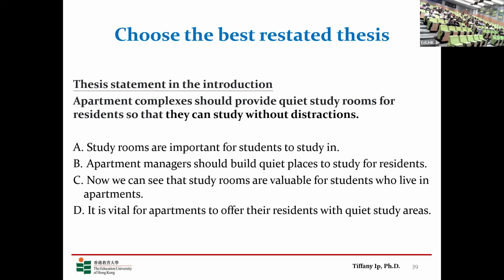Okay, many answers already appear on Zoom. Hey, what about you all in the classroom? Do you get the answer? What is it?